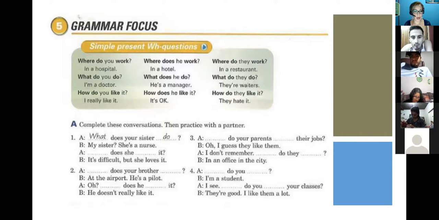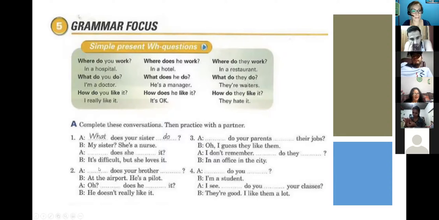Por ejemplo, la uno ya está hecha. Is your sister do? My sister, she's a nurse. Como contestó, ah, ella es una enfermera. Entonces la pregunta es, ¿qué hace tu hermana? What does your sister do? Aquí, sigue, does she eat? Y la respuesta es, it's difficult, but she loves it.